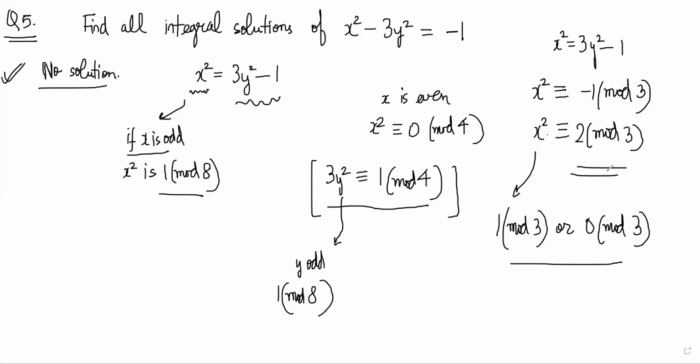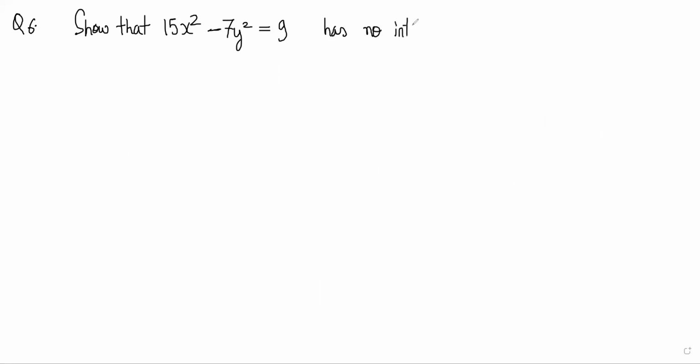So sometimes in these equations, it is good to take mod some number and then see what is happening. That is a common technique to simplify the equations. Then let's look at this one. Show that 15x square minus 7y square is equal to 9 has no integral solutions.